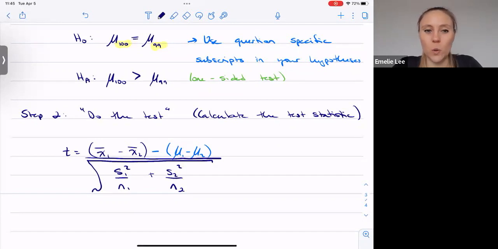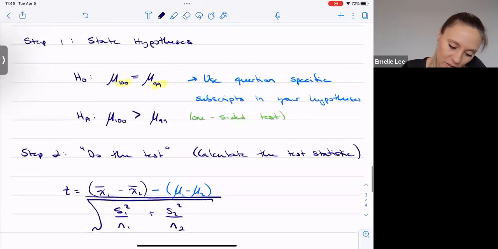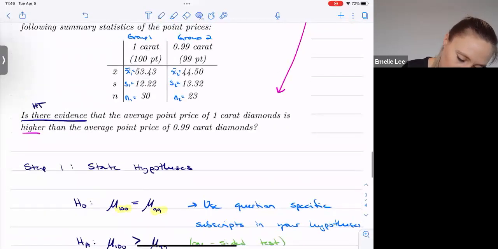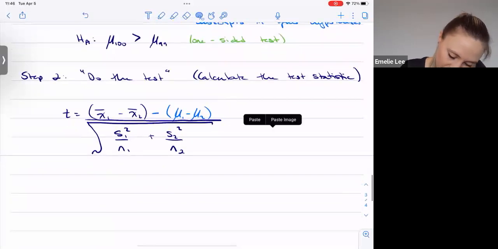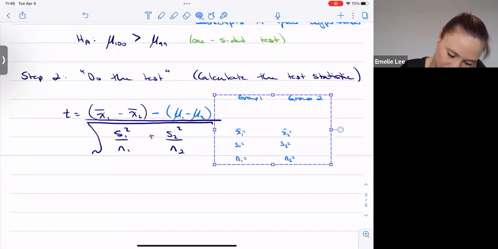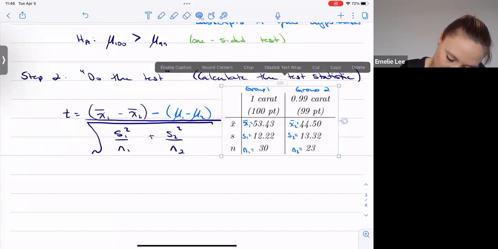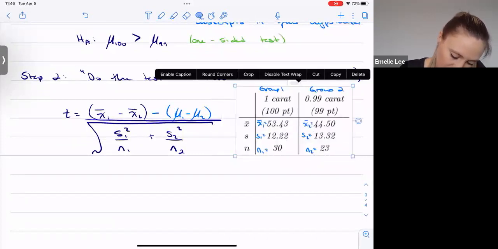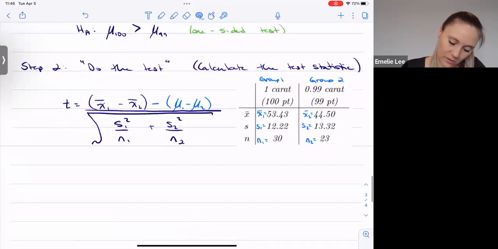Notice that the square is only on the standard deviation, right? So you want to be really careful and you want to do that first. All right. So I'm going to grab this information here, copy, and paste the image there, so that I can plug it in here.